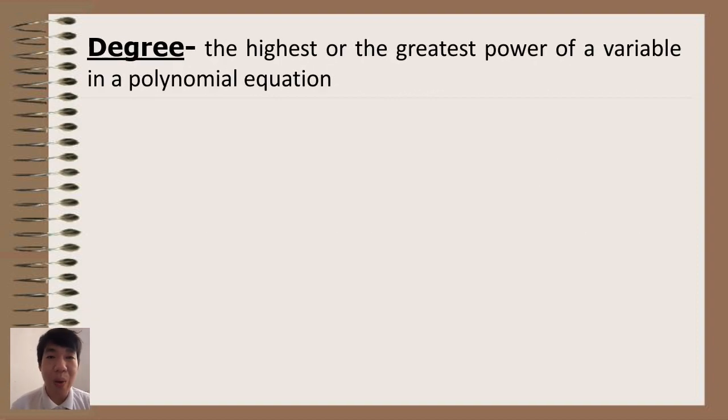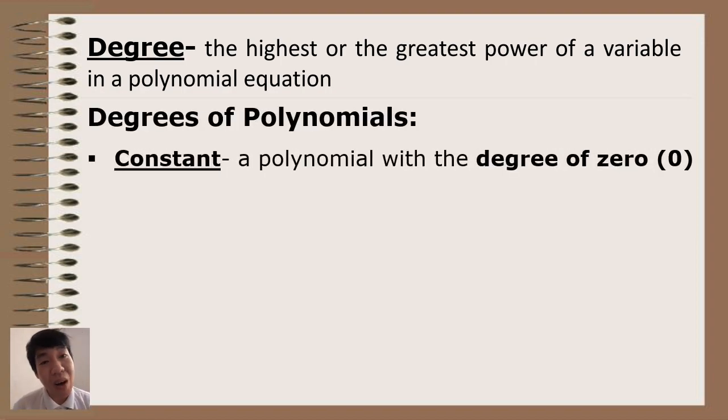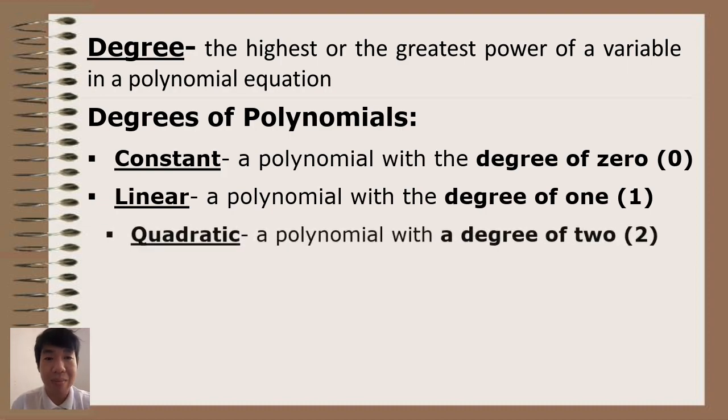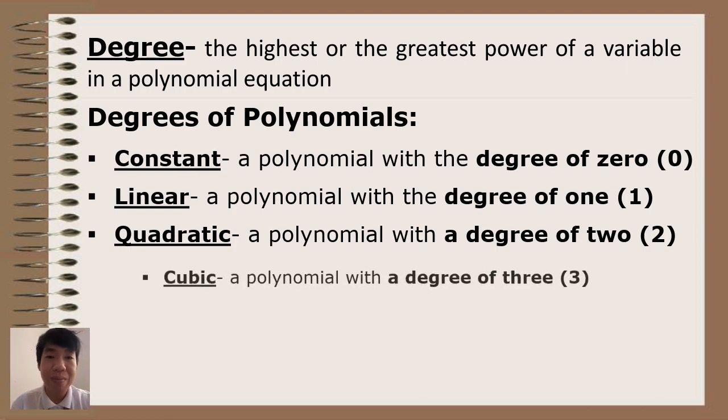Let us explore what a degree is. Well, degree is the highest or the greatest power of a variable in a polynomial. These are the degrees of polynomials. Constant, a polynomial with a degree of 0. Linear, a polynomial with a degree of 1. Ang quadratic naman, a polynomial with a degree of 2.